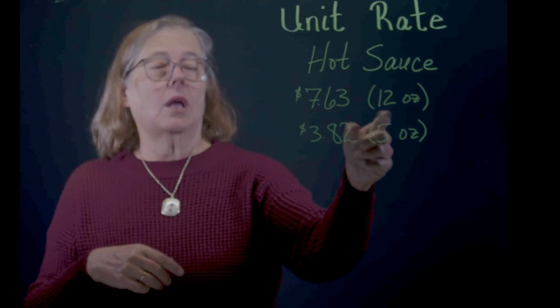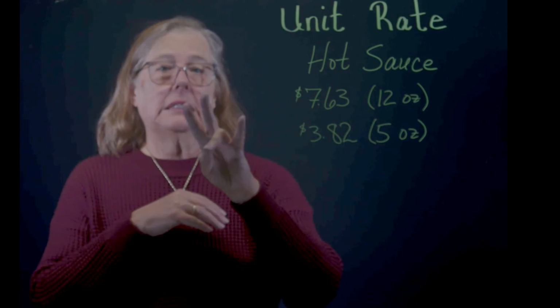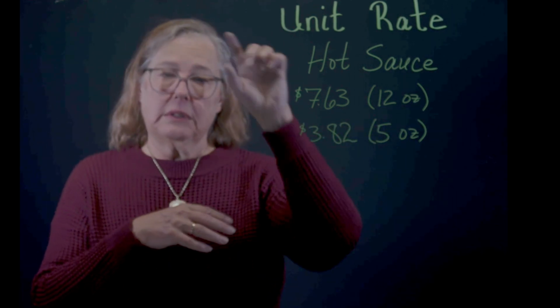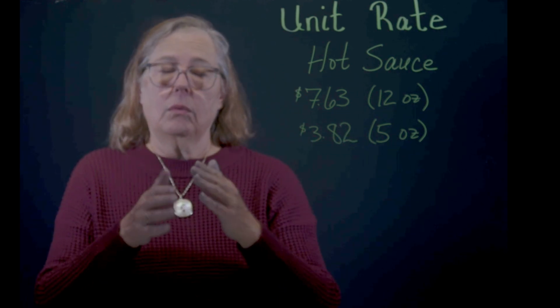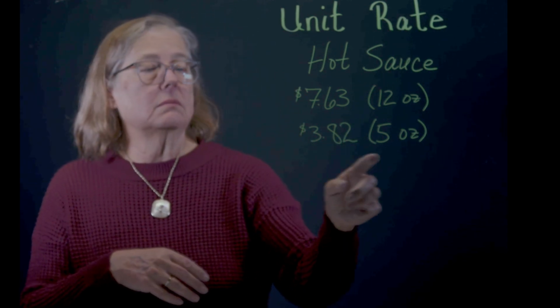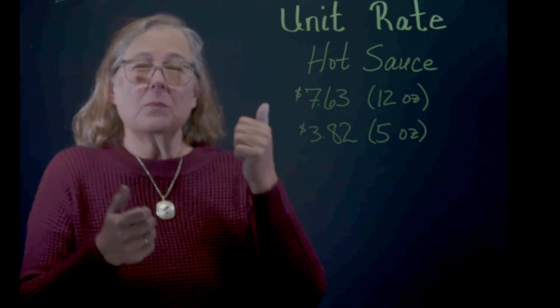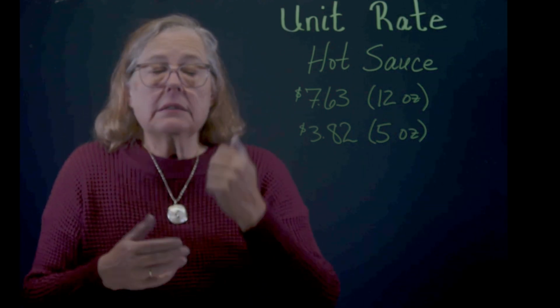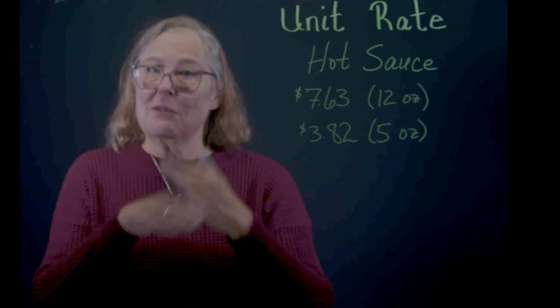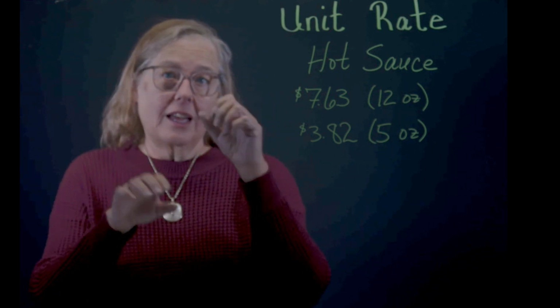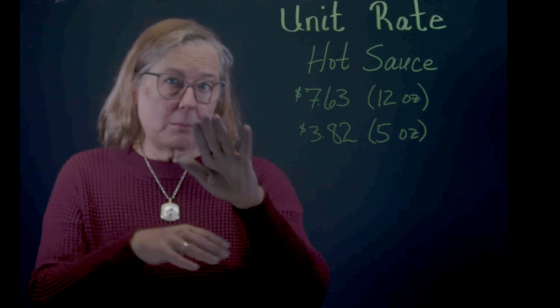Anyway, we bought some hot sauce. And this is what we spent. We bought the big bottle, 12 ounces, and it cost $7.63. The smaller bottle, it's 5 ounces. It's $3.82. Which one's the better buy? Let's see. Right on. We are going to divide. Can you help me set it up?